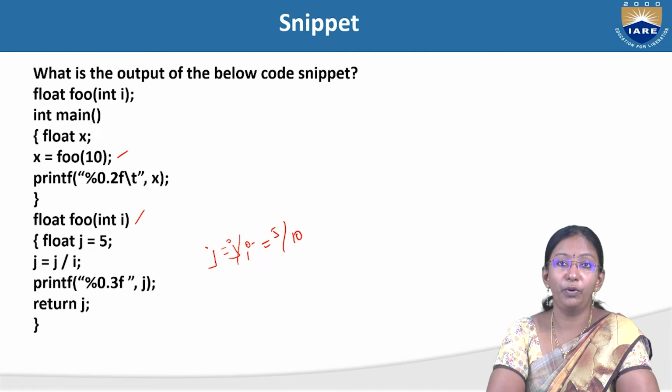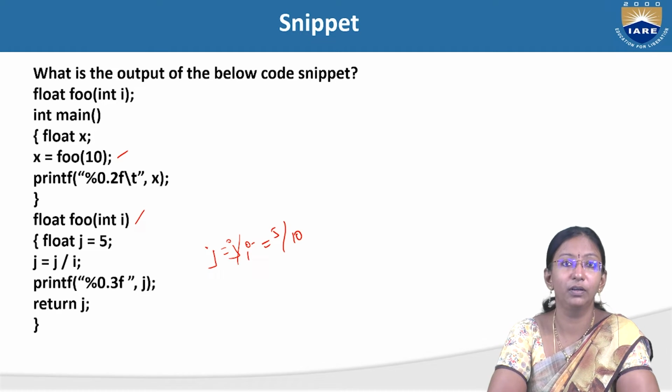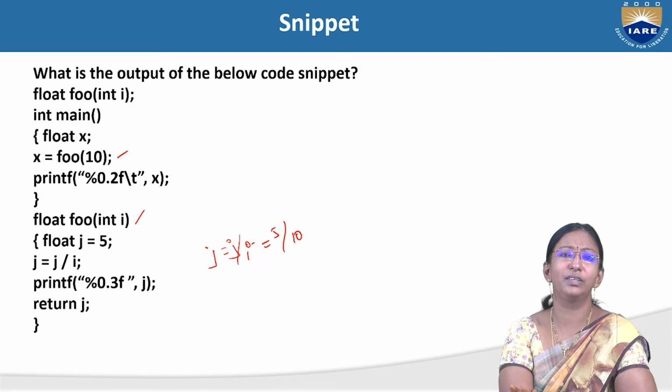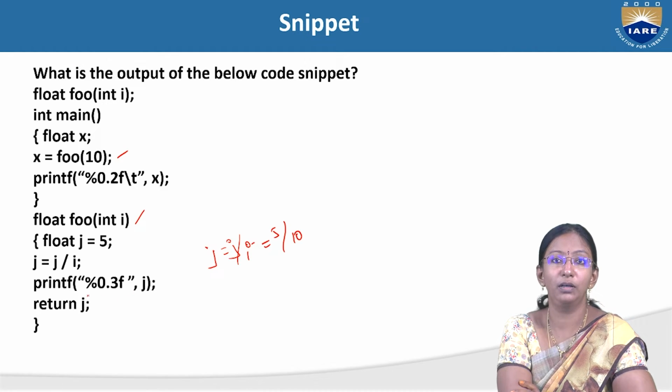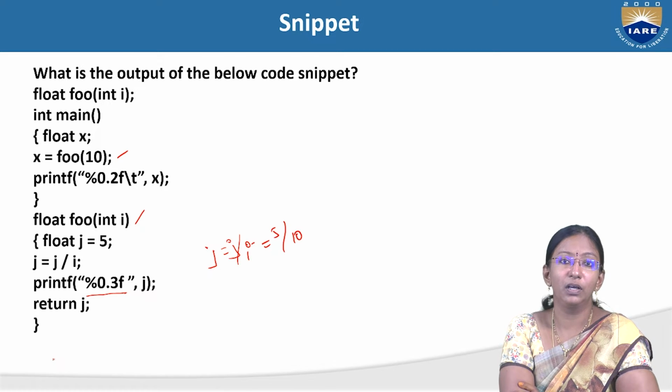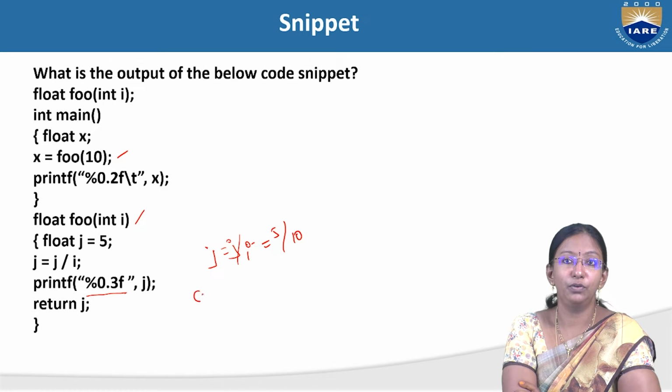So 0.5. Our normal calculation tells you that, right? But have a look at what this one is saying. So the result will be 0.5 with 6 precision will be the right answer.